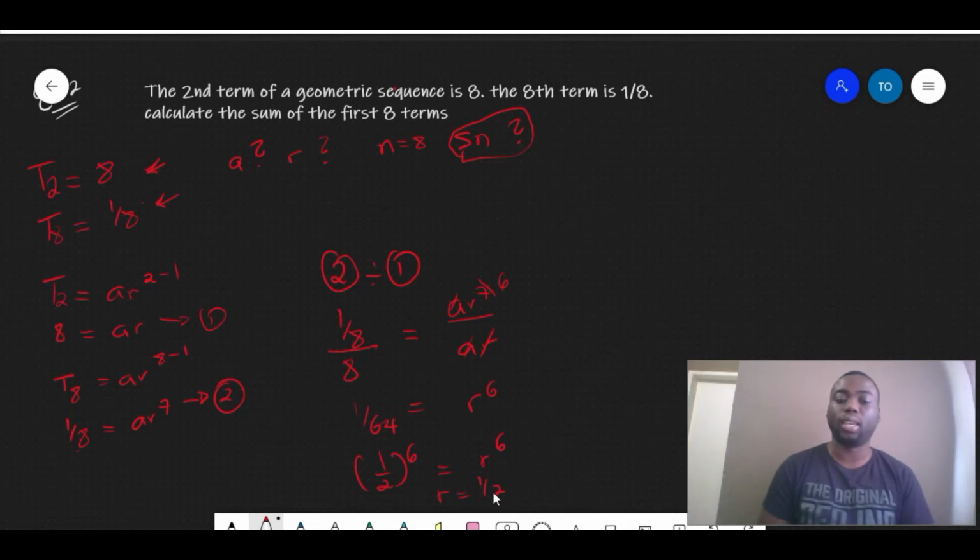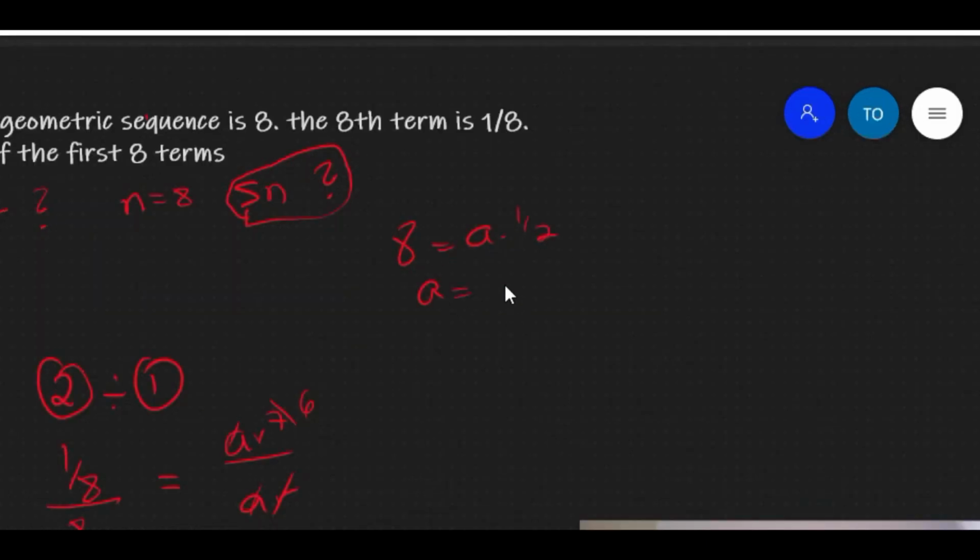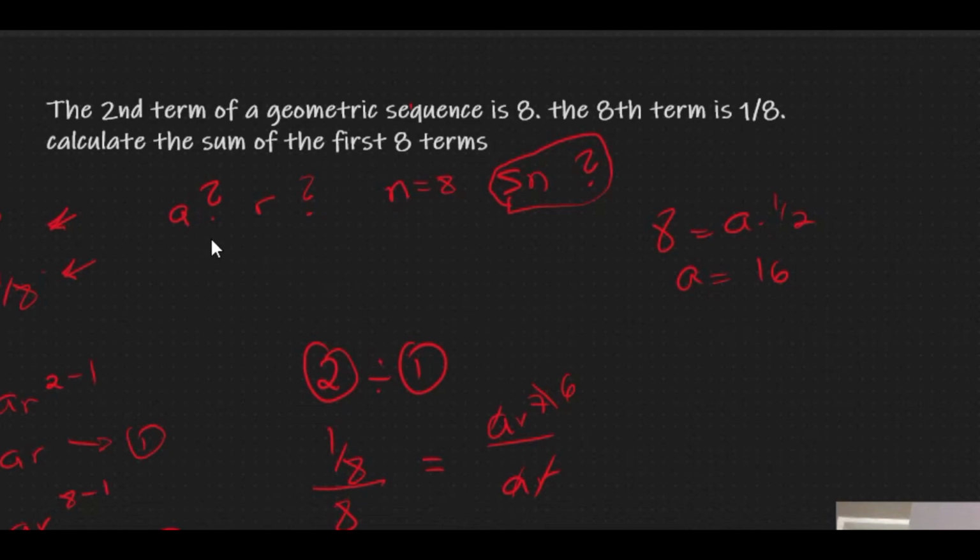For me to get A, I would need to now substitute this 1 over 2 back into any of the equation. I'm going to substitute into equation 1. So I'm going to say, now that we have A, which is 16, and we have R, which is 1 over 2, we can now finally get what our Sn is.